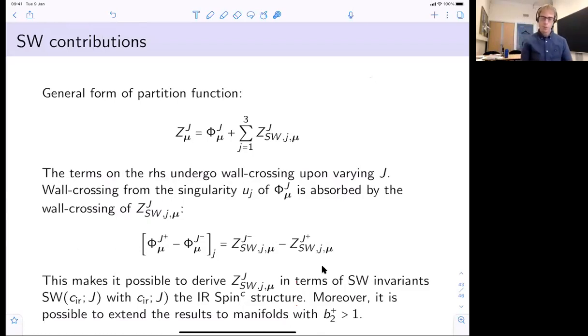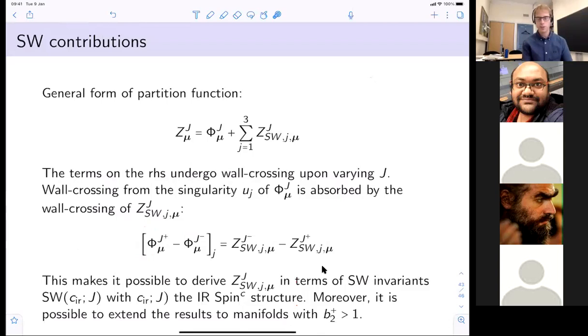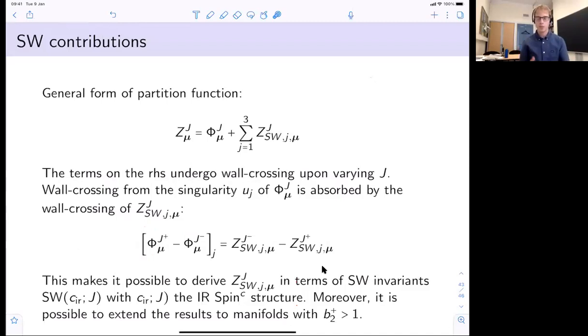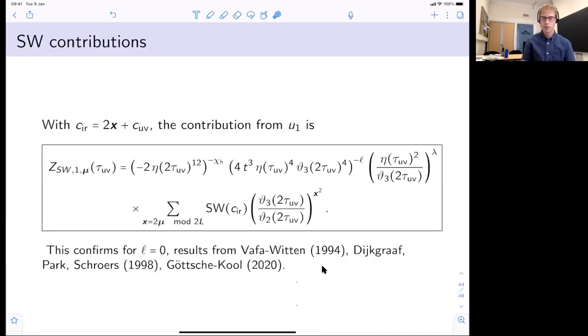So this makes it possible, since we know this term precisely, in fact it's easier to evaluate than the full integral, because it becomes Q-exact in a way similar to what we did for the holomorphic anomaly. We can determine these Seiberg-Witten contributions. And then because of the topological nature, we can extend the results to manifolds with b2 plus larger than one. Okay.